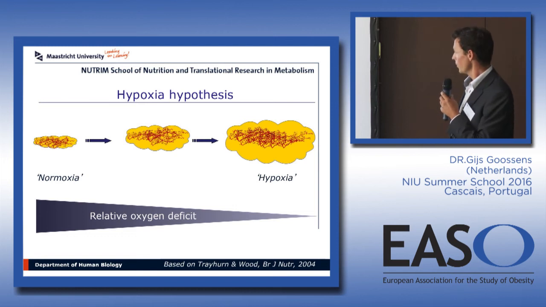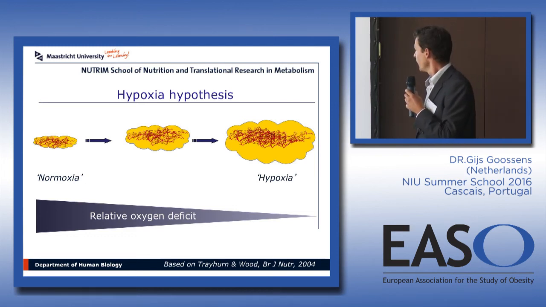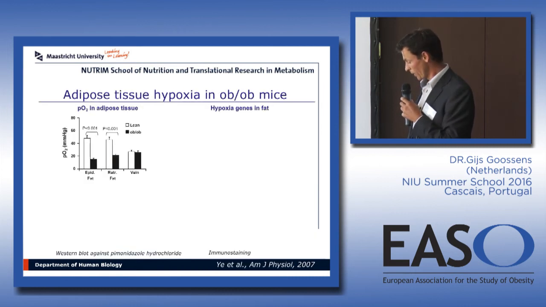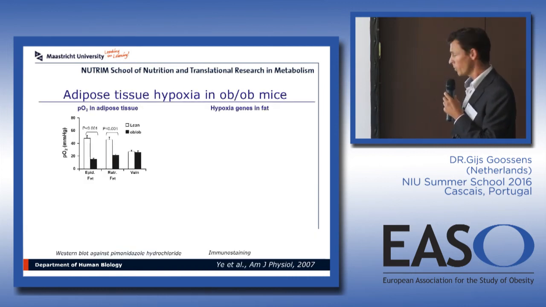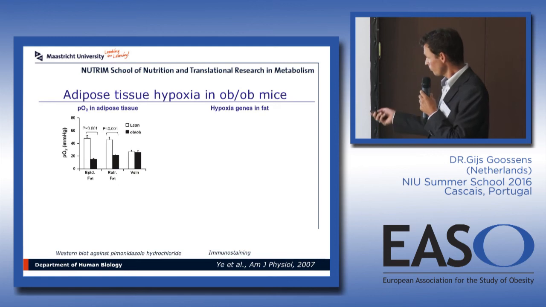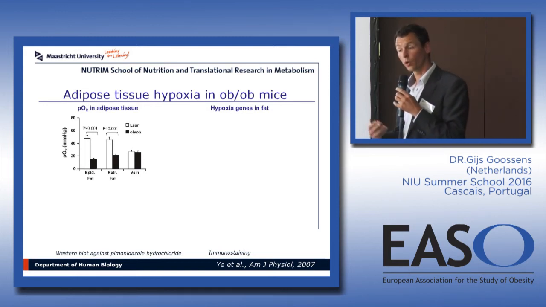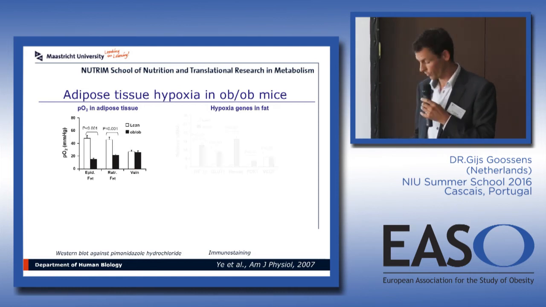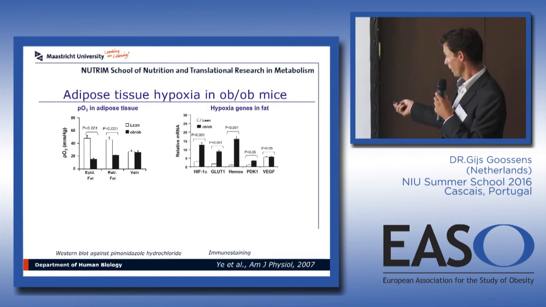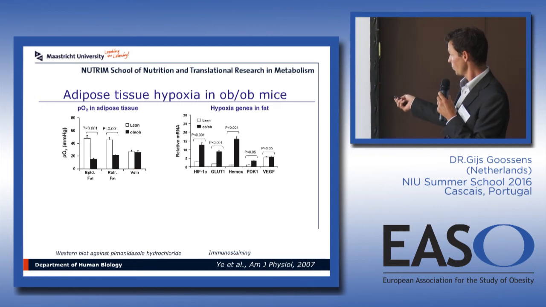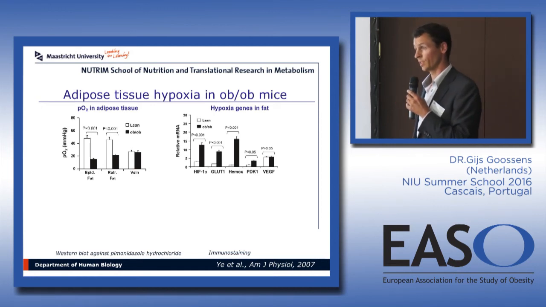So is there really evidence for adipose tissue hypoxia? In rodents, yes, there is. So this is a study from Jianping Ye, published about 9 years ago. And they first of all demonstrated that the oxygen tension, PO2, in different adipose tissue depots was significantly lower in ob/ob mice as compared to lean control mice. And they confirmed this by looking at gene expression of hypoxia-responsive genes, for example, HIF1 alpha and GLUT1. So gene expression of these two genes was significantly higher in the obese animals.